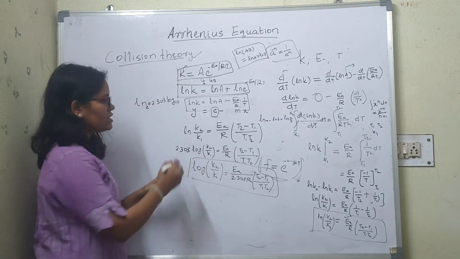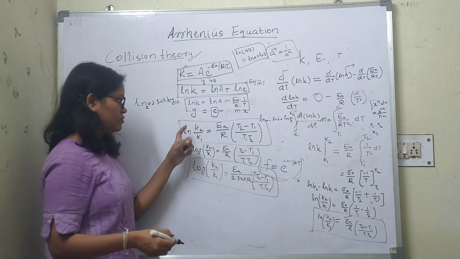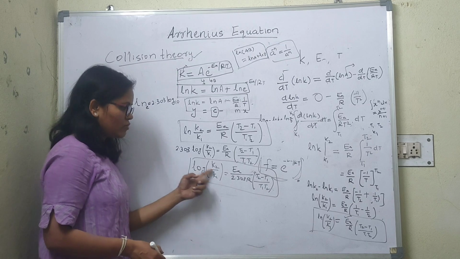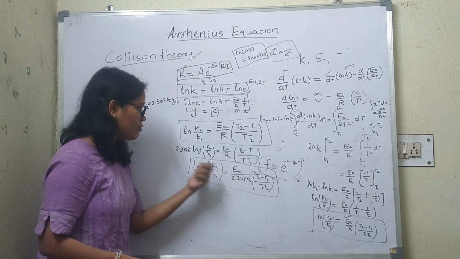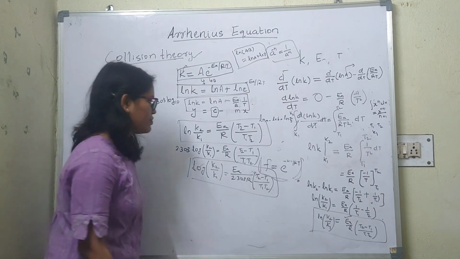So these two forms are the same, but this is expressed in the form of ln, which is to the base e, and this is expressed in the form of log, which is to the base 10. You just have to divide on the right side by 2.303 to get this equation.